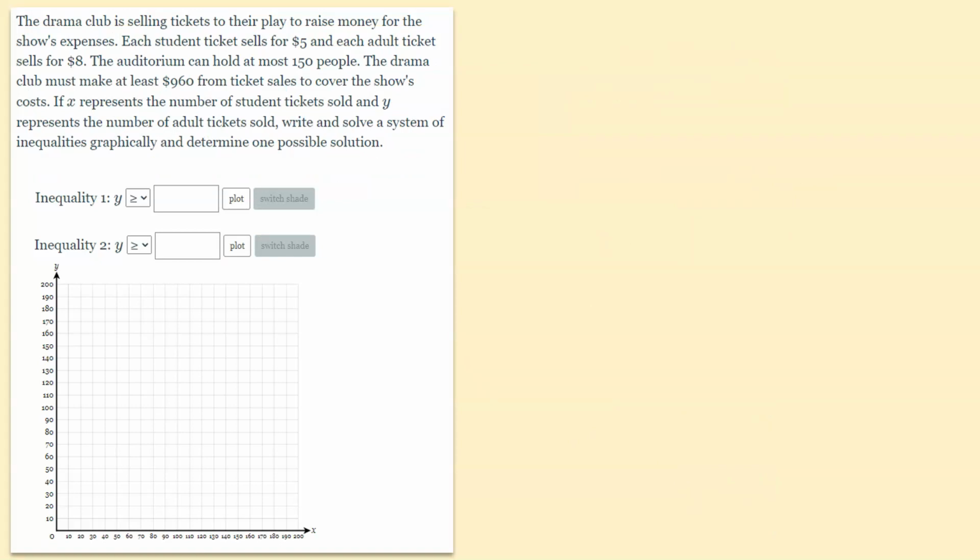All right, last type of problem here. The drama club is selling tickets to their play to raise money for the show's expenses. Each student ticket sells for $5 and each adult ticket sells for $8. The auditorium can hold at most 150 people. The drama club must make at least $960 from ticket sales to cover the show's costs. If X represents the number of student tickets sold and Y represents the number of adult tickets sold, write and solve a system of inequalities graphically and determine one possible solution.